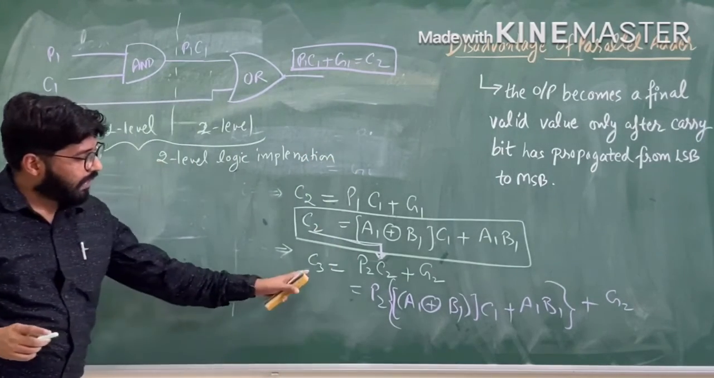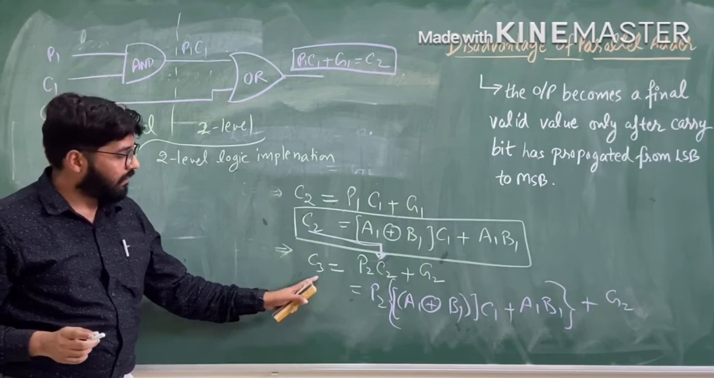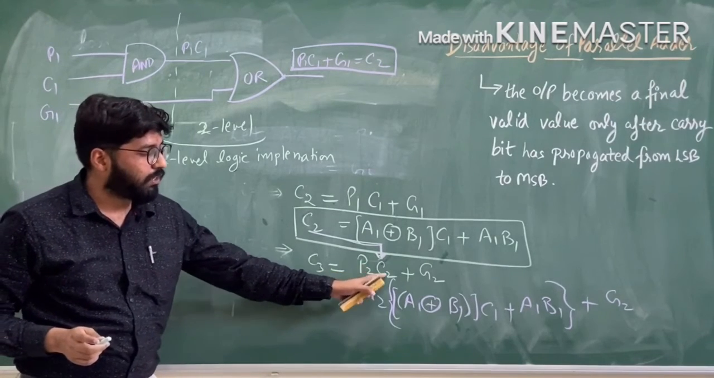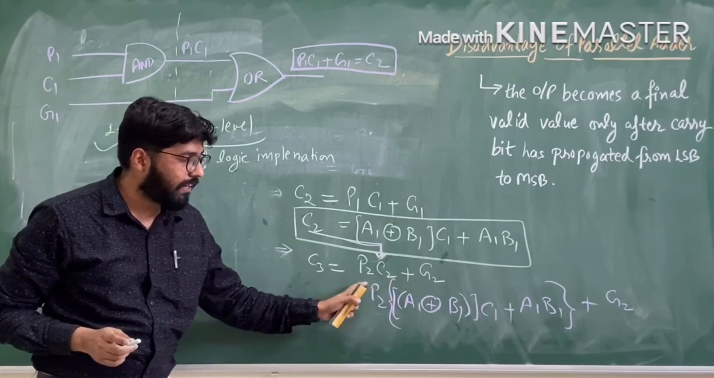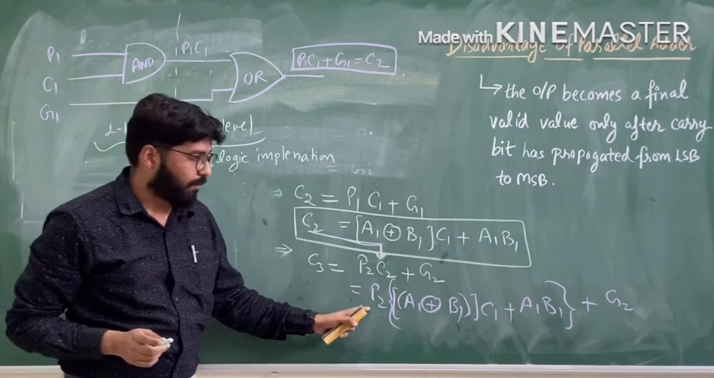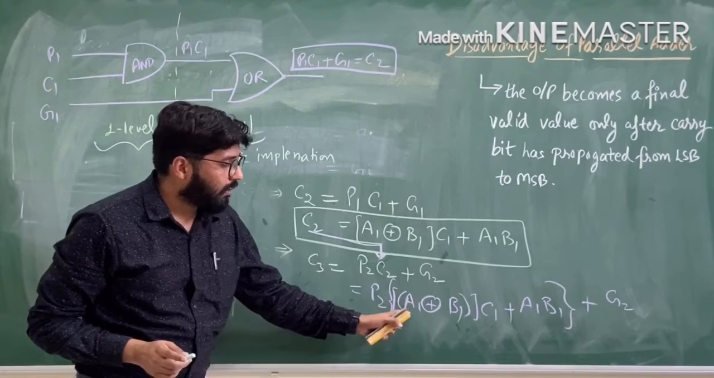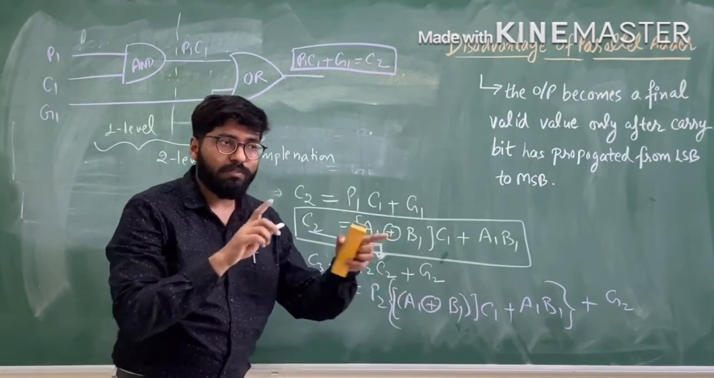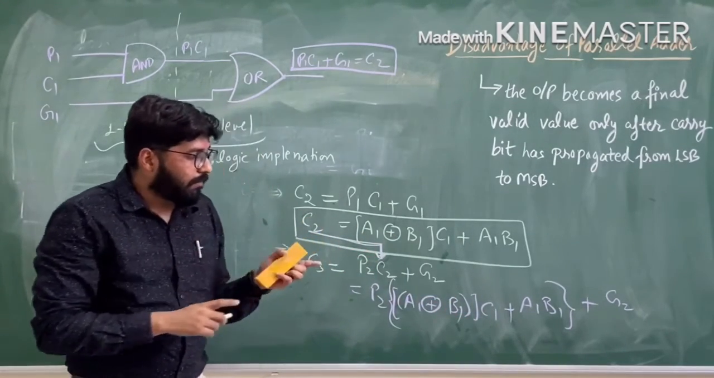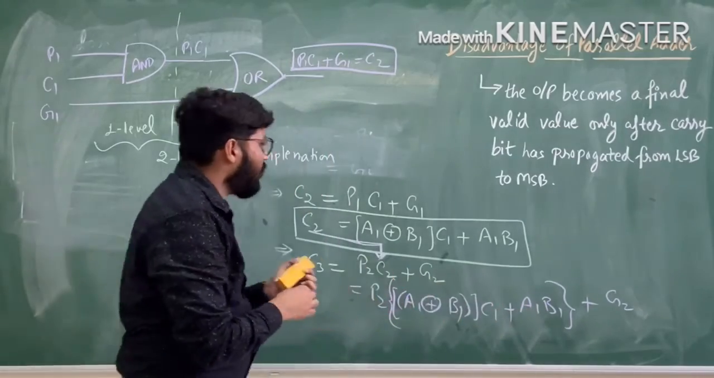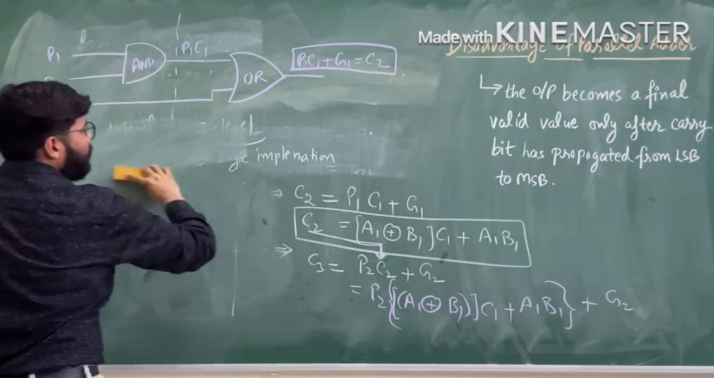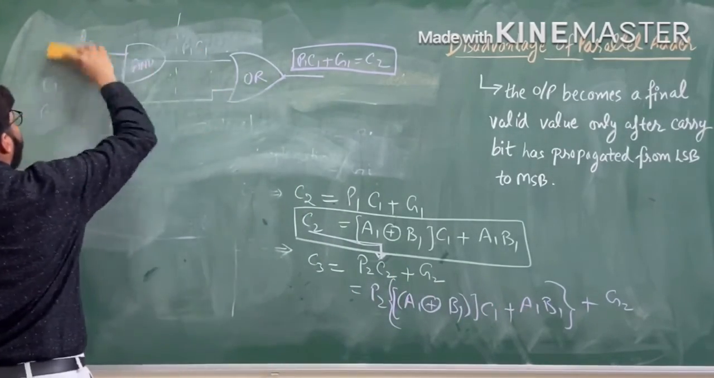Now you have to design this C3. C3 is a combination of P2, C2 and G2, but this is not the final expression. This is the final expression. So firstly you have to apply the XOR gate. That XOR gate output will be multiplied with C1, so you have to use the AND gate. That AND gate will be combined with an OR gate. I'll draw it here. You will see.